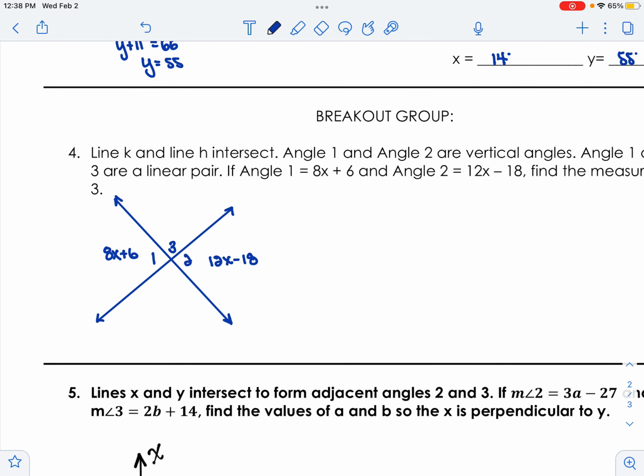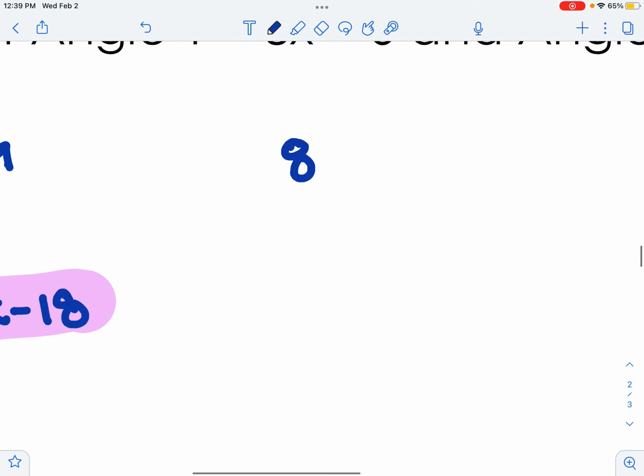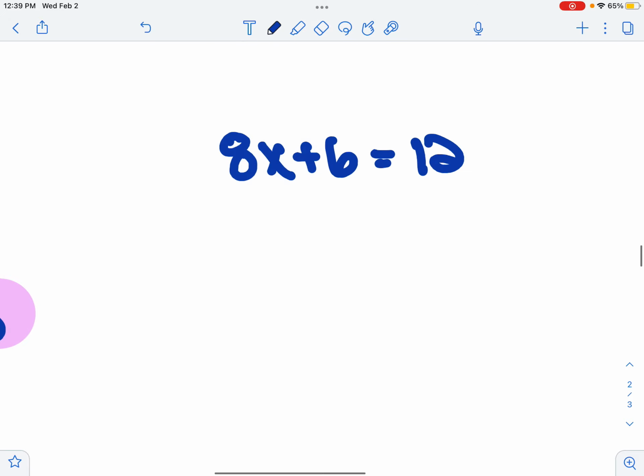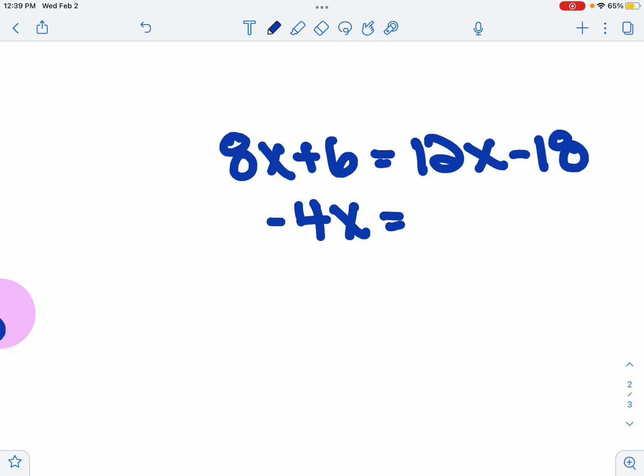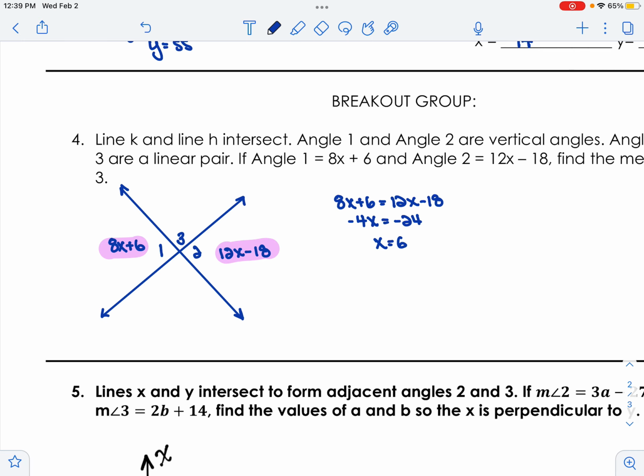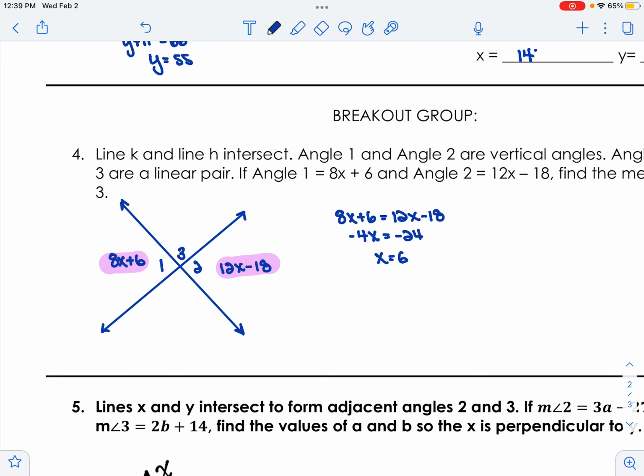But before I can do that, what I'm going to first do is notice that I have vertical angles, and vertical angles are congruent. So I'm going to set 8x plus 6 equal to 12x minus 18, and I'm going to solve. So I'm going to get negative 4x equals negative 24. And then I'm going to divide that out, and I'm going to get x is equal to 6.